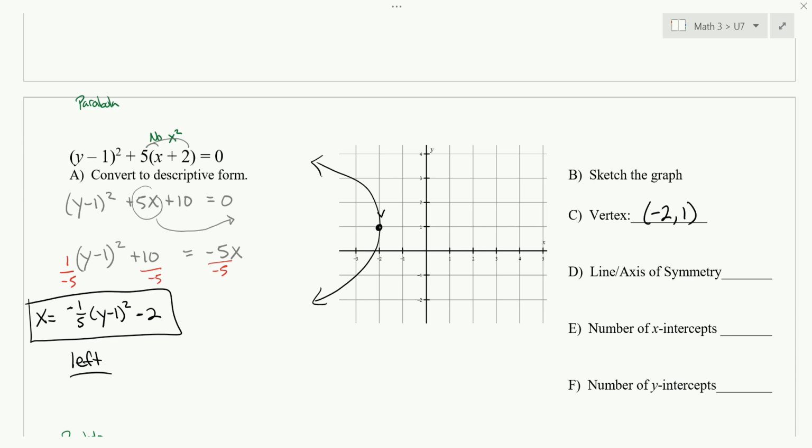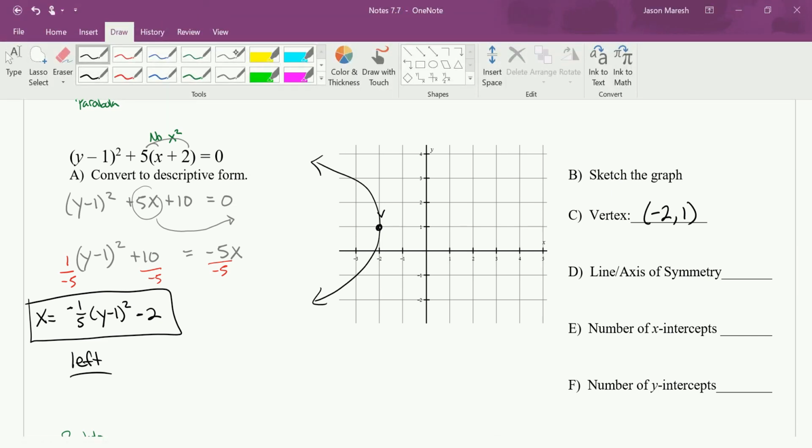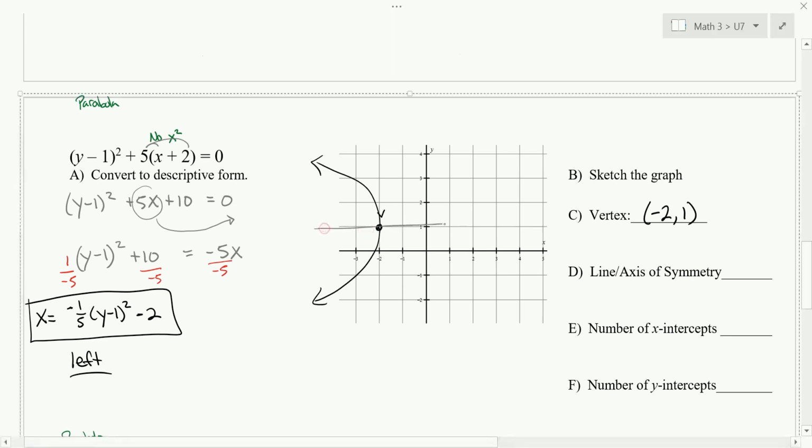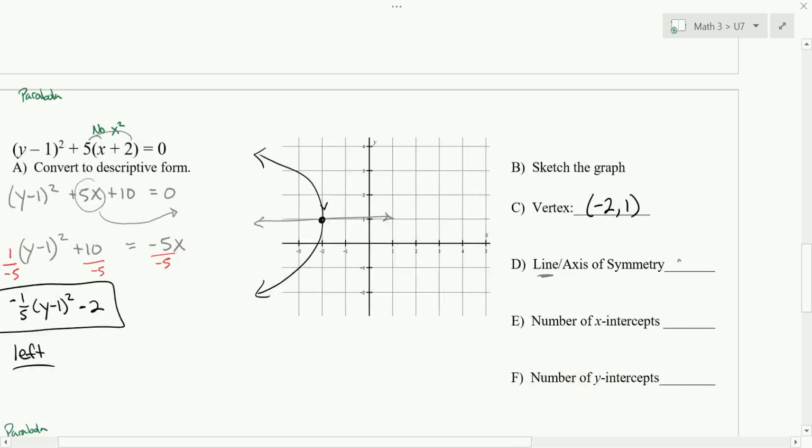Line of symmetry. Do you know where that would go? Right here, huh? Through where the focus and vertex are. So what's the equation of that line? And how many times does this cross the x-axis? Once. How many times does it cross the y-axis? None. All right. So that's what we had to do on that one.